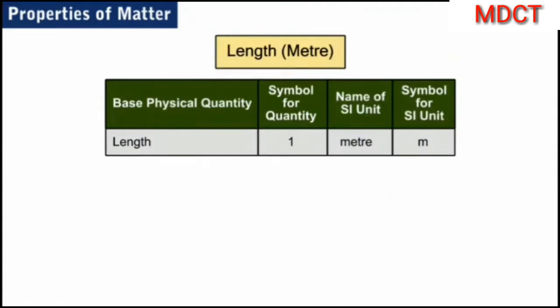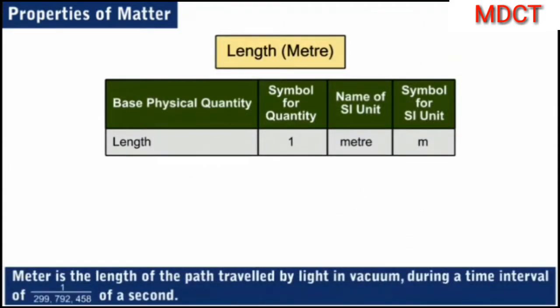The SI base unit of length is meter. Meter is the length of the path travelled by light in vacuum during a time interval of 1/299,792,458 of a second.